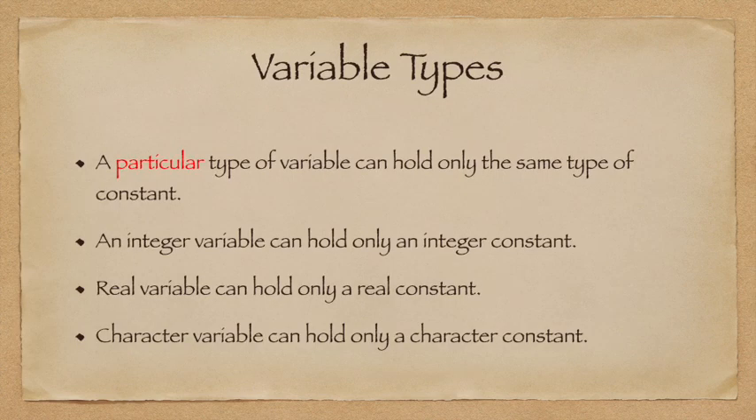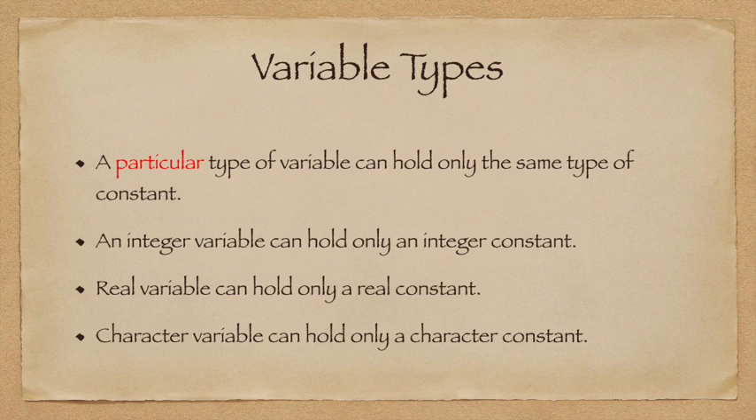Coming to the variable. Variables can be of various types, but a particular type of variable can hold only the same type of constant. For example, an integer variable can hold only an integer constant. Real variables can hold only real constants, and character variables can hold only a character constant. This is a simple representation of what variables can store. But ideally, a variable can store a value which requires size less than or equal to itself.